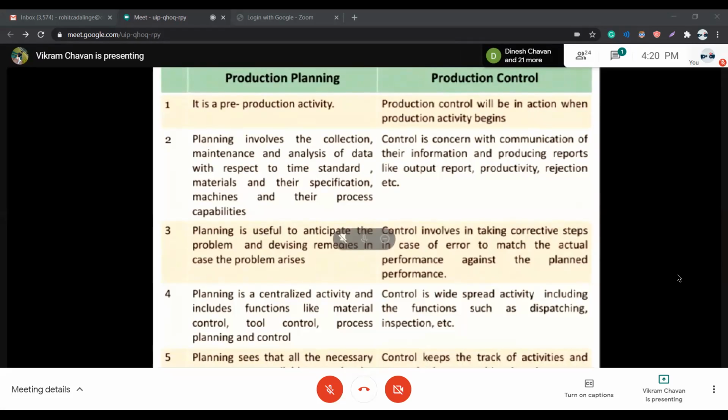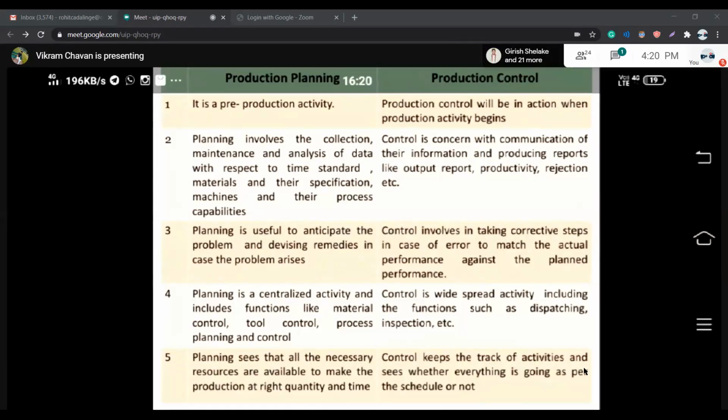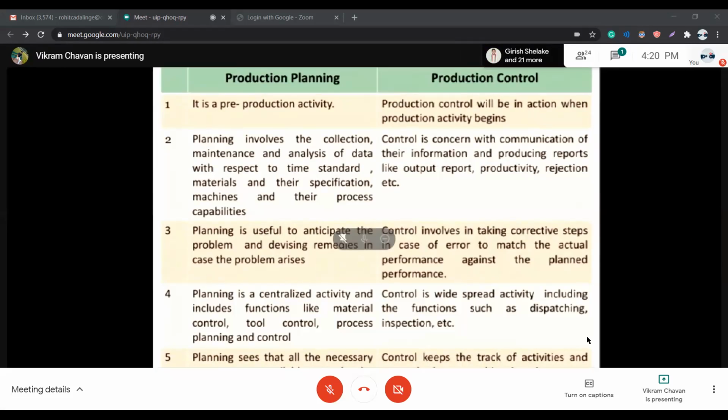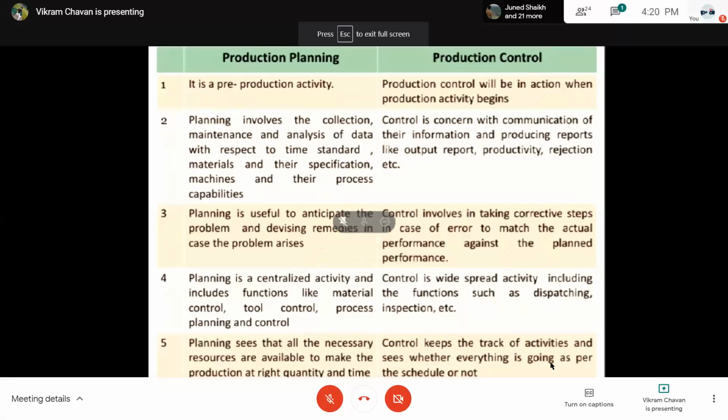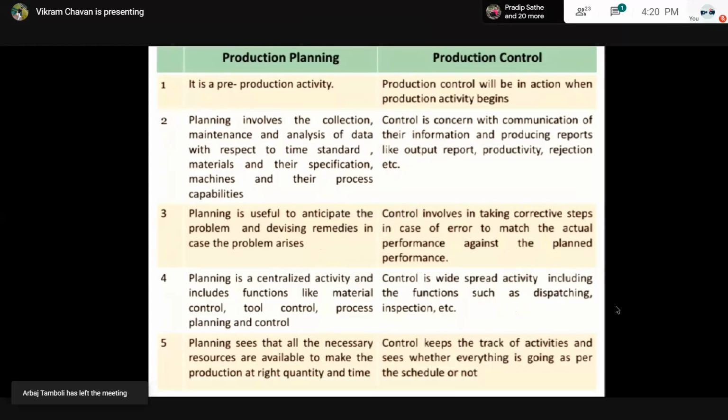Please note down this particular point. It is also one important question in the sense of your university exam. It will be asked a number of times. This question was asked a number of times in previous question papers. The difference between production planning and production control.